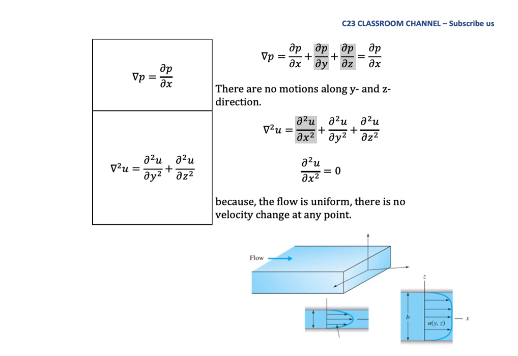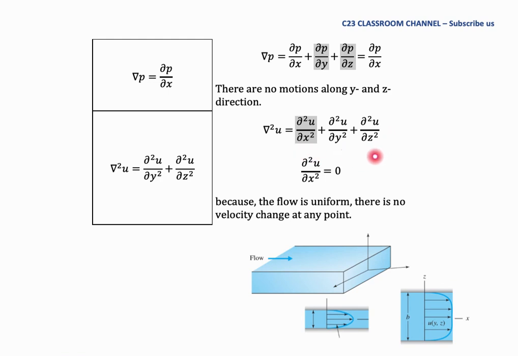So this is the full term for nabla p, the pressure gradient. It is equal to del p over del x plus del p over del y plus del p over del z. And because we have no motion along the y and z directions, we could say that del p over del y is equal to 0, and del p over del z is also equal to 0. So we could take nabla p here to be equal to del p over del x. And this is the full term for nabla square u. You could see these terms here.